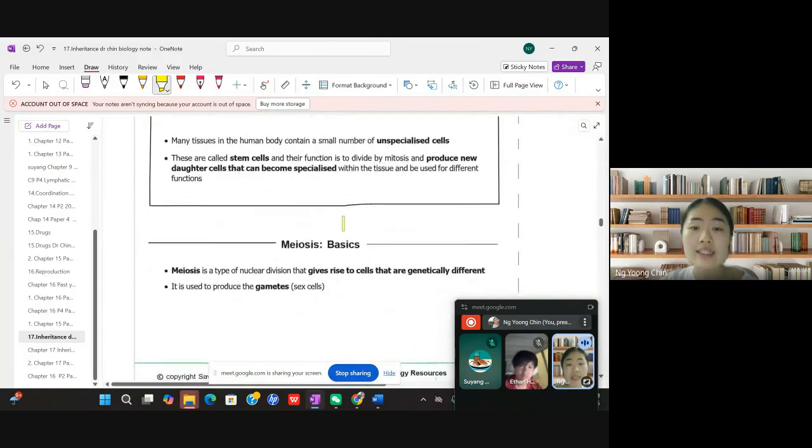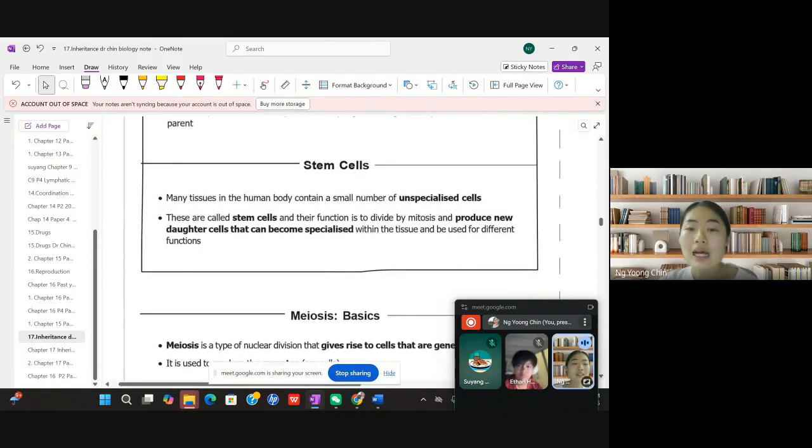Another one is, how about stem cell? Stem cell is found in your bone marrow. 你的骨髓, okay? There are a lot of stem cells in your bone marrow. This stem cell is an unspecialized cell, okay? So what's the function of stem cell? They just divide themselves only, that's all. Their function is to do cell divisions.